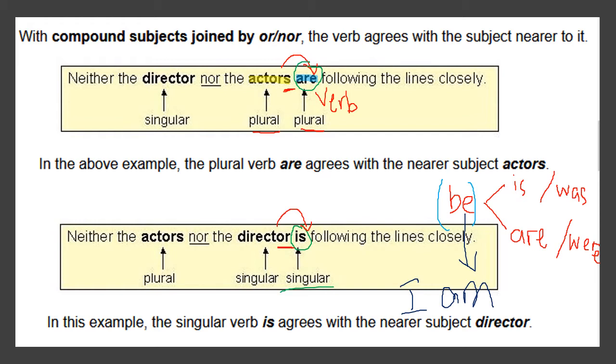Now the past tense is "I was." Alright, so this one you have to remember. There's no shortcut. Okay, so let's recap a bit.